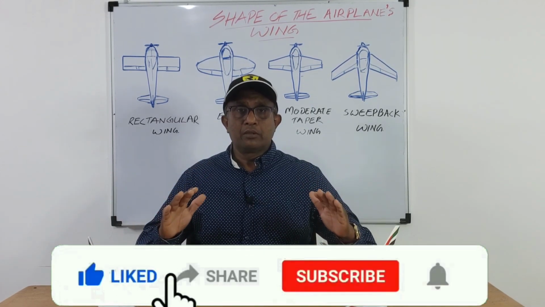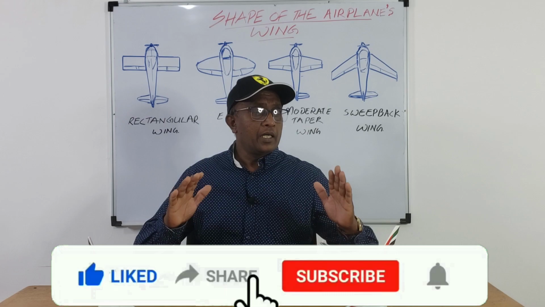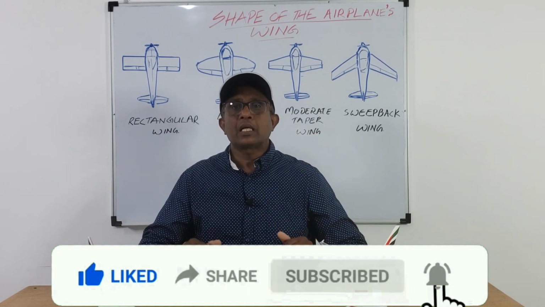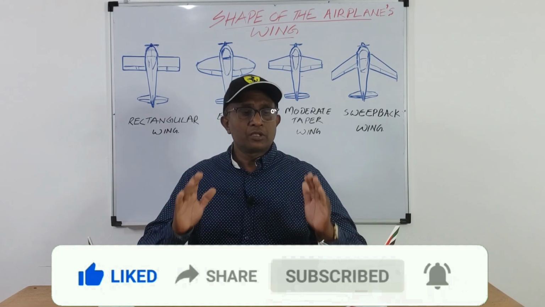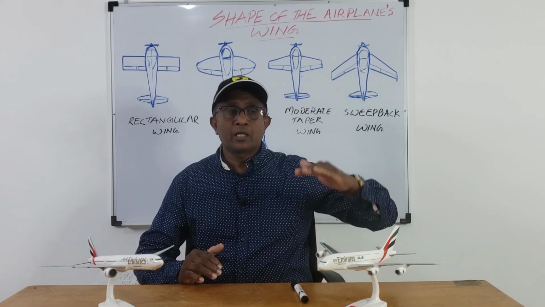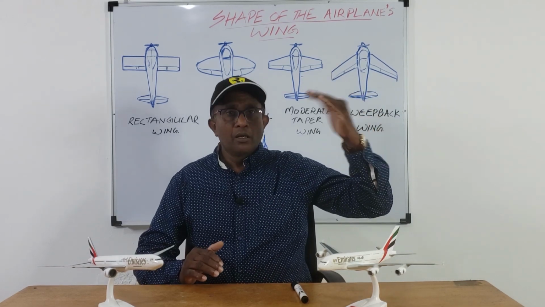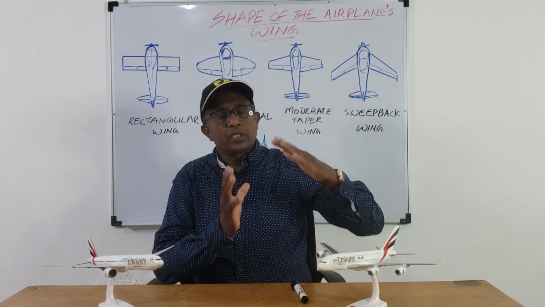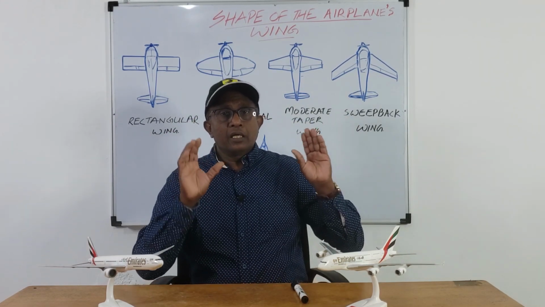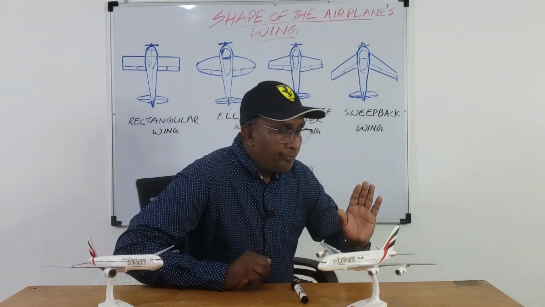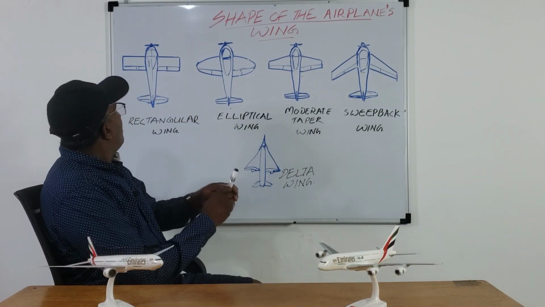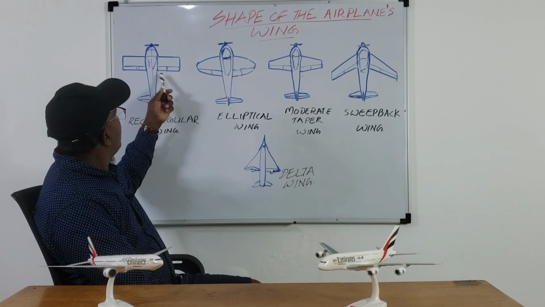Today we are going to talk about the shape of the airplane's wing. Okay, let's see what is the shape of the airplane's wing. When you view from above or below the aircraft, the shape you can see is the shape of the wing. Okay, let's see what are the shapes of the airplane's wing.